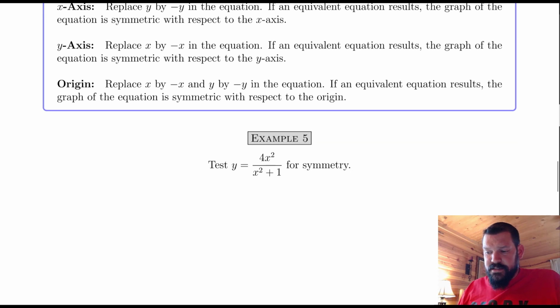So example 5 says test y equals 4x squared over x squared plus 1 for symmetry. So let's first test it for x-axis symmetry. I'll do the x-axis symmetry in red. So we're going to replace y with negative y.